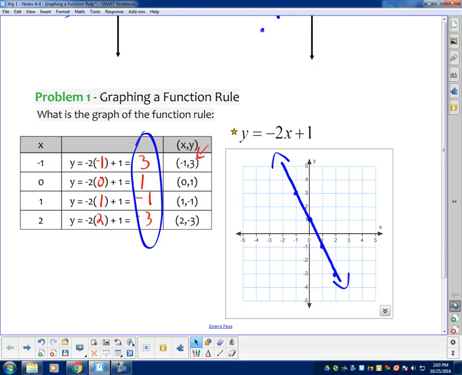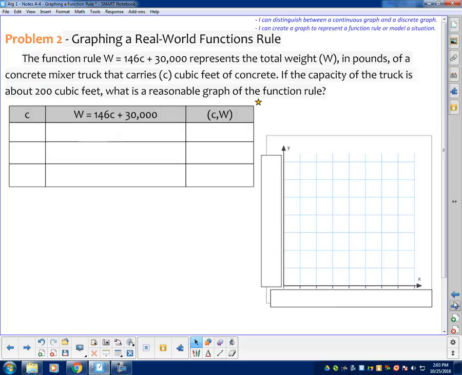All right, graphing a real-world functions rule. When we did these skill tests, we made an attempt to do some real-world sorts of functions. So it might look a little more like this. It says the function rule W equals 146C plus 30,000.